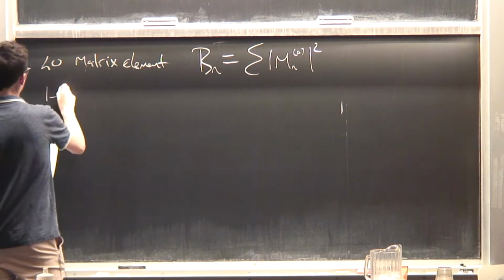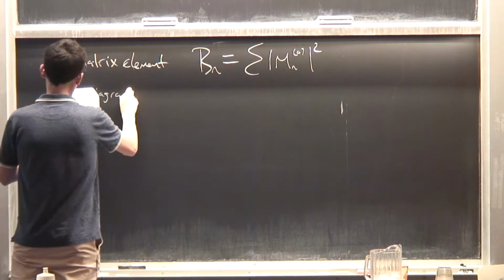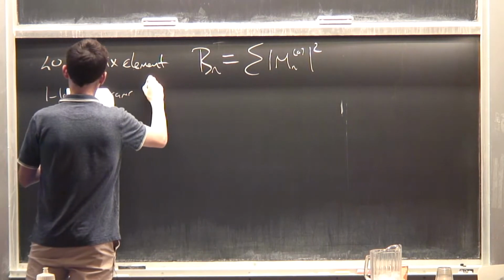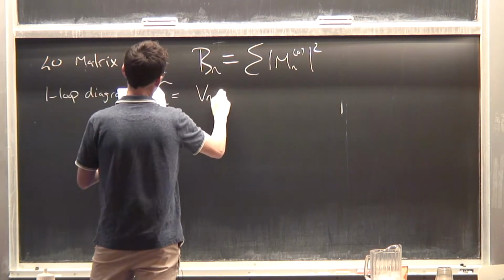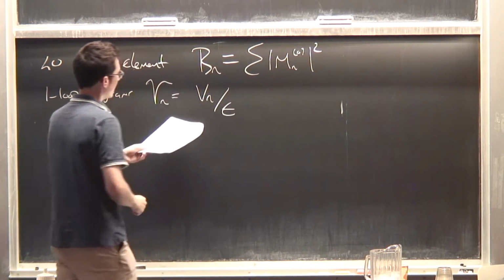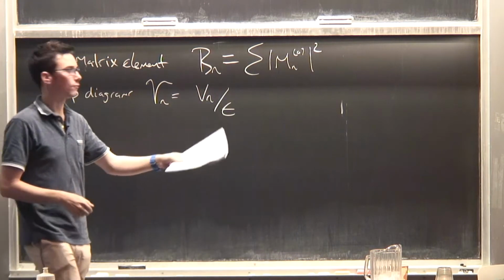So we calculate the one-loop diagrams, and we call it fancy Vn, which in our toy model, this is where we start to invent stuff, is just given by some constant over a single pole, and there's no finite bit at all. It's just this form here.